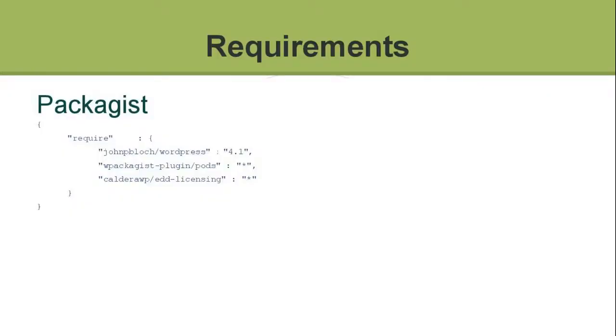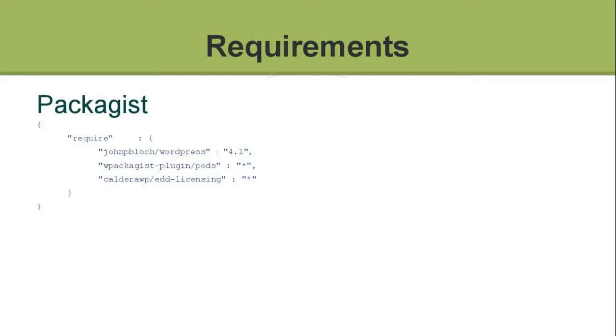A plugin from the repo is the next example. WP Packages plugin pods. And then you'll see, for version, I'm just going to select star. So that's the latest version. And for WP Packages, that's equivalent to pulling from trunk. I'm sorry, pulling stable, whatever the stable tag is set in SVN.